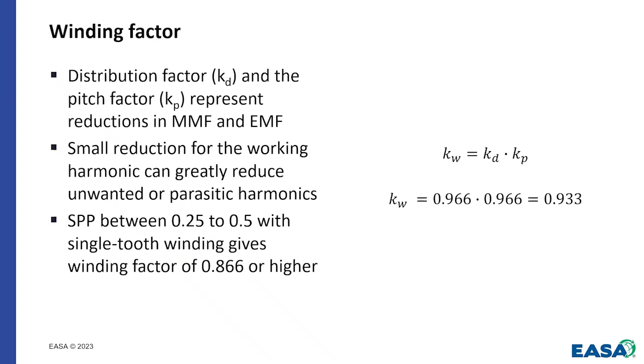So anywhere in slots per pole per phase between 0.25 and 0.5, we can usually use that single tooth type winding in the design, and it will give us a 0.866 power winding factor or higher.